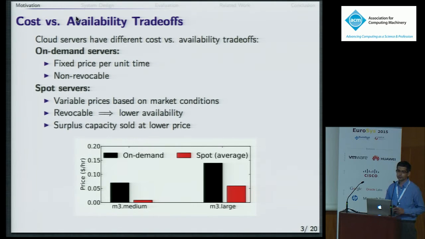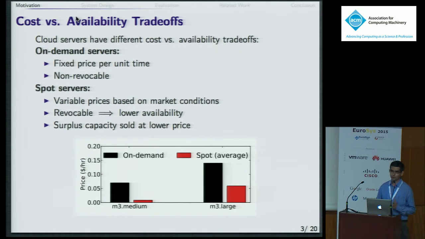The other type of servers are called spot servers. Spot servers have a variable price, which is dependent on the market conditions, such as supply and demand of the cloud servers in that market. An important point to note about these spot servers is that they are revocable, which means that the cloud provider can forcibly take the server away from you after it has been allocated to you.